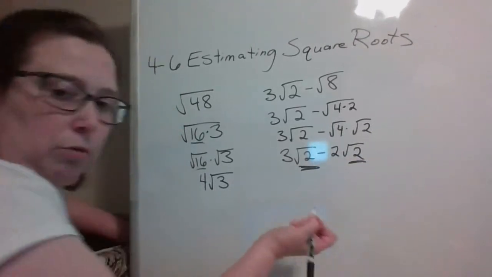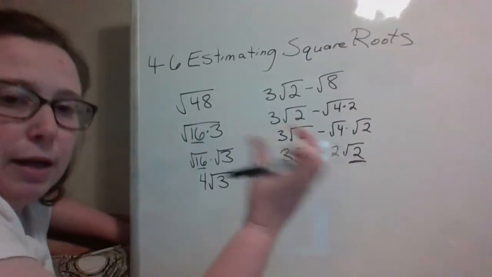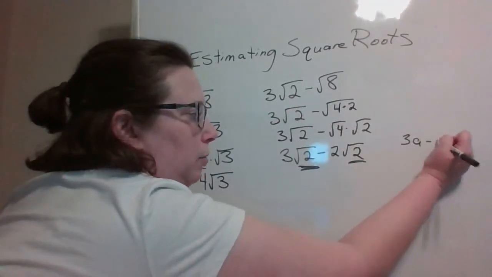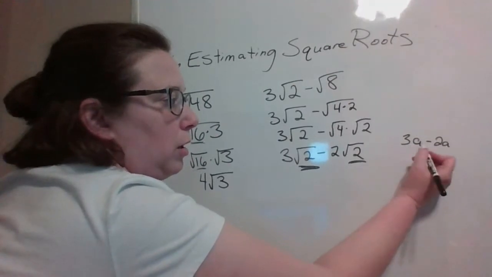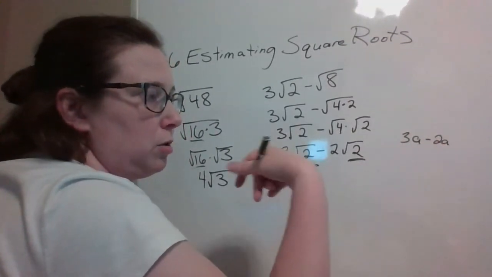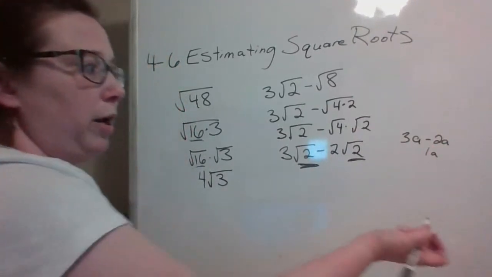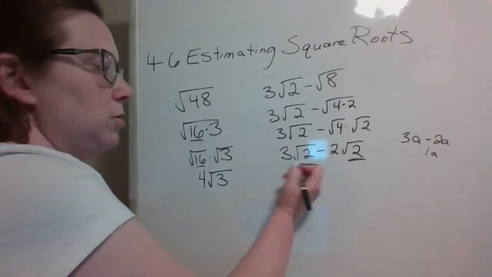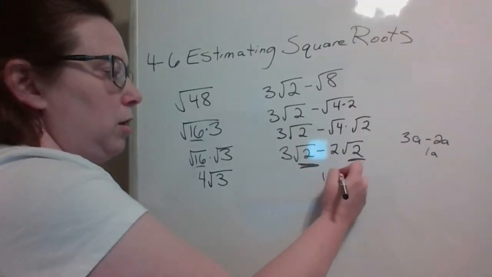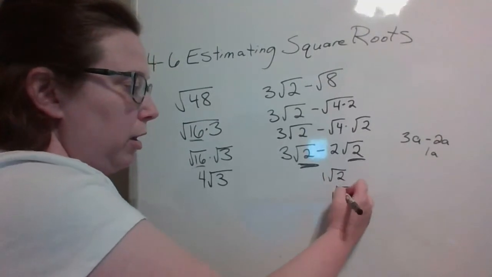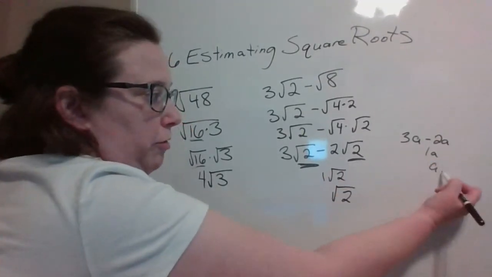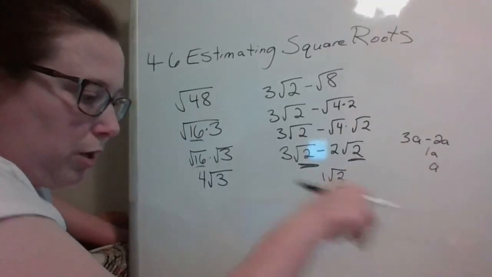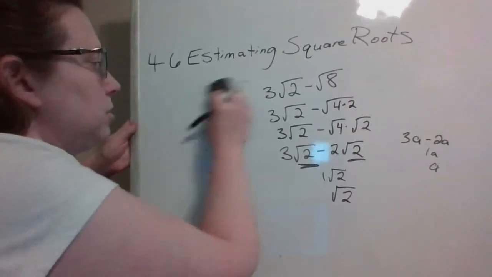Because our square roots match, we can think of that as being similar to a variable. So if we had, say, 3a minus 2a, we could combine this and say, okay, if I had 3a's and I took 2a's away, I would have 1a. Well, here I have 3 root 2 minus 2 root 2, so it's 3 minus 2 is 1, and then we still have the square root of 2. And just like our variable would simplify to a, this simplifies to the square root of 2. Let's try one more like this.